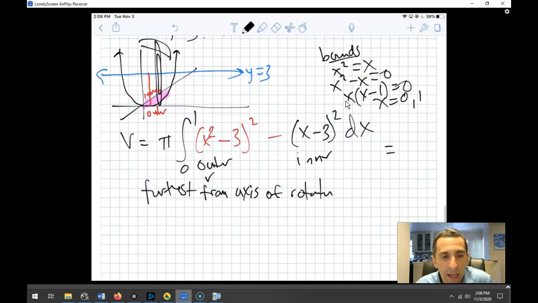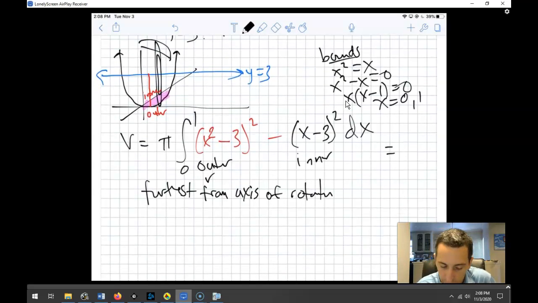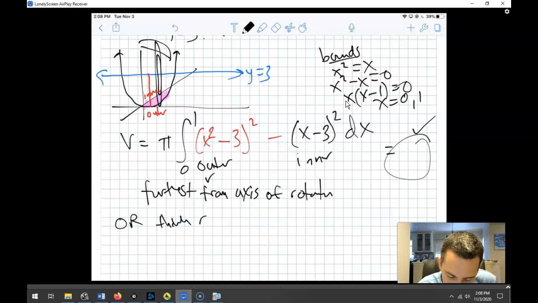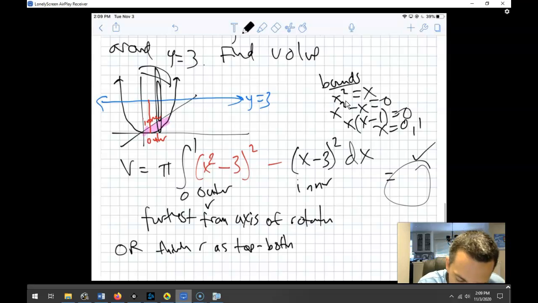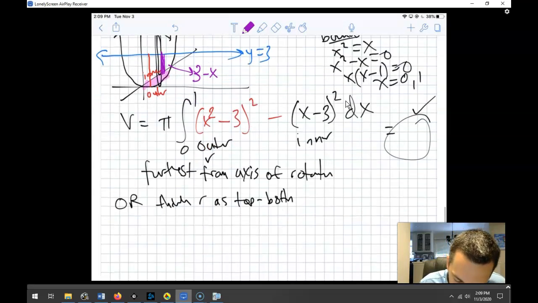Now, another way you could do this problem. This is perfectly valid. This will give you the correct answer. Another way you could do this is you could think of the radius, again, itself, as top minus bottom. You still have to have the same inner and the same outer. But if you wanted to measure this radius here, it's like, okay, how far do we go from y equals 3 down to y equals x? That purple distance right there is 3 minus x. It's top minus bottom. So you could also write that.